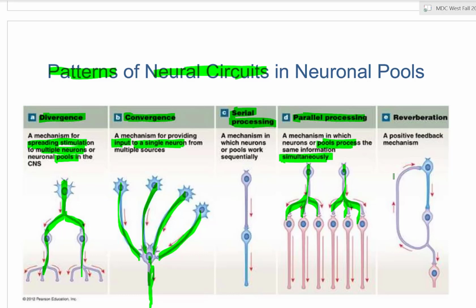Parallel processing. And finally, we have the reverberation. What does that mean? This actually works as a positive feedback. What does that mean? Every time you step on the floor, you feel what? Pressure in your foot as your body goes on top of the foot against the floor. Every time you put your hand on top of something, you perceive the temperature and the shape of the object, correct? That is a feedback saying, okay, you perceive this into your brain.